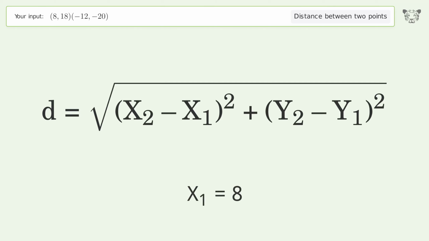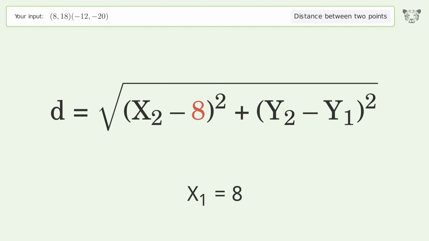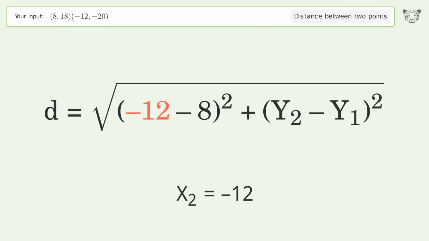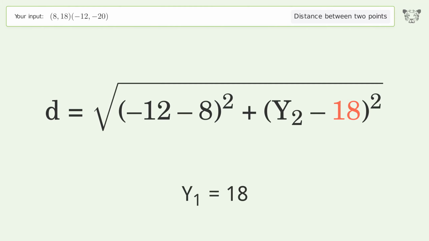x1 equals 8. x2 equals -12. y1 equals 18. y2 equals -20.